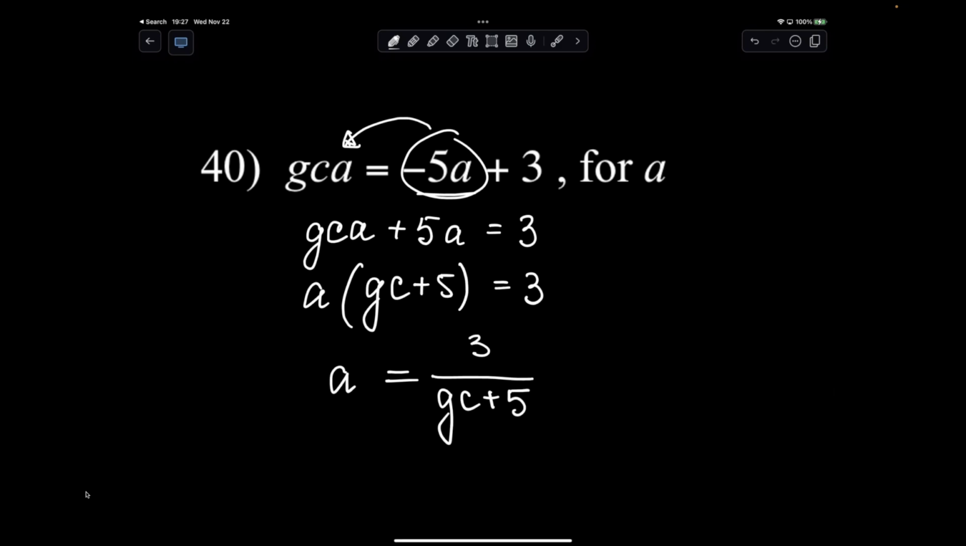The more you practice with handling letters as if they were numbers, the better you get at physics.